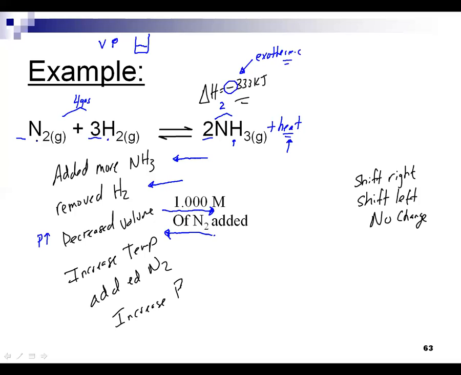Adding N2 is a reactant. So when we add N2, it should add away. So it would shift to the right. And lastly, when we increase the pressure, that is actually the same thing as what we had earlier. We're actually decreasing the volume. It's the exact same thing. So again, here we would want to shift to the side with the least number of gas molecules, which would be to the right. Any questions on any of those there?